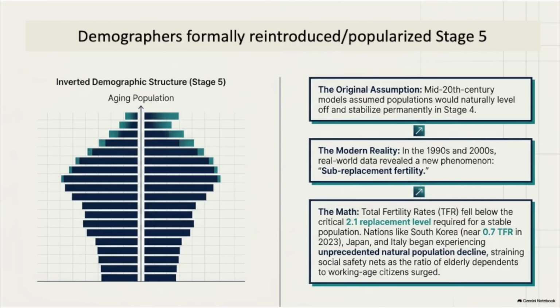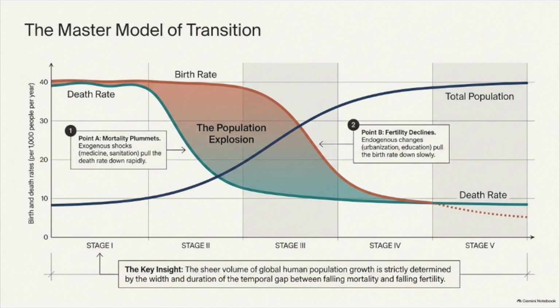But the modern reality observed in the 1990s and 2000s revealed a new phenomenon called sub-replacement fertility. The math behind this shows that total fertility rates fell below the critical 2.1 replacement level required for a stable population. Nations like South Korea, which recorded a fertility rate near 0.7 in 2023, along with Japan and Italy, began experiencing unprecedented natural population decline, straining social safety nets as the ratio of elderly dependents to working age citizens surged. Now let us look at the master model of transition as a whole.